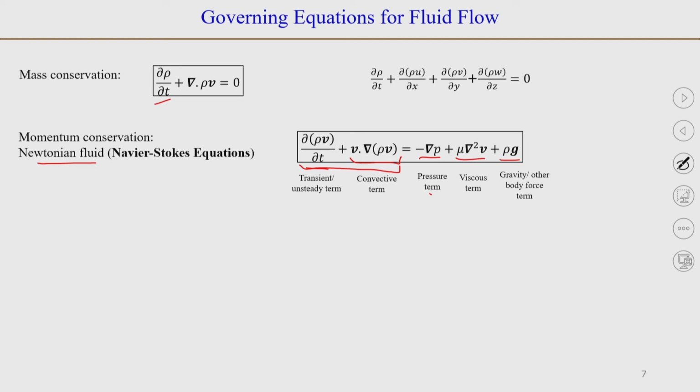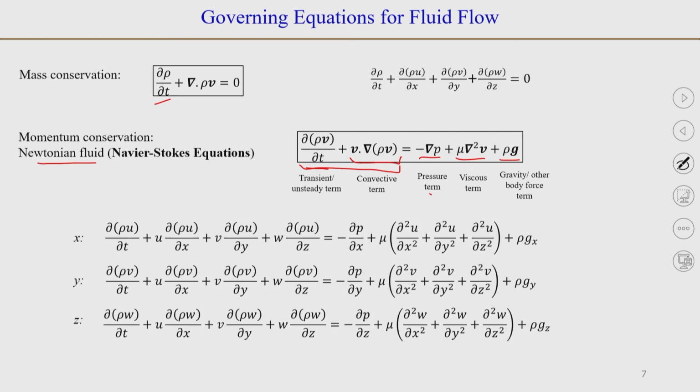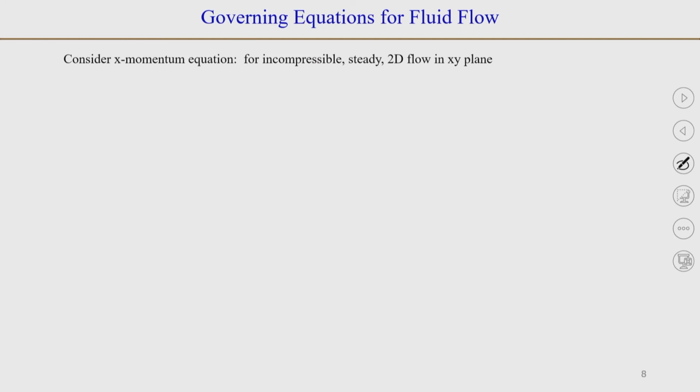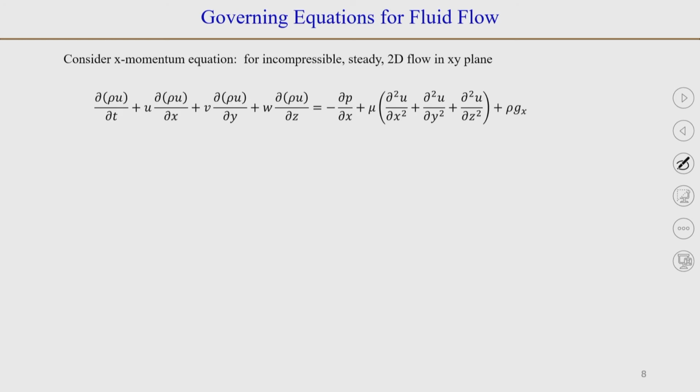If we write down the momentum conservation equation in the Cartesian coordinate system, we can expand this. What we are going to do is take the momentum conservation equation, let us say for x, simplify it for a 2-dimensional steady flow and try to non-dimensionalize it. Okay. So, we consider the x momentum equation for incompressible steady 2D flow. Let us write down the x momentum equation first. We have the unsteady term, then three terms that represent the convective acceleration, and then the forces.